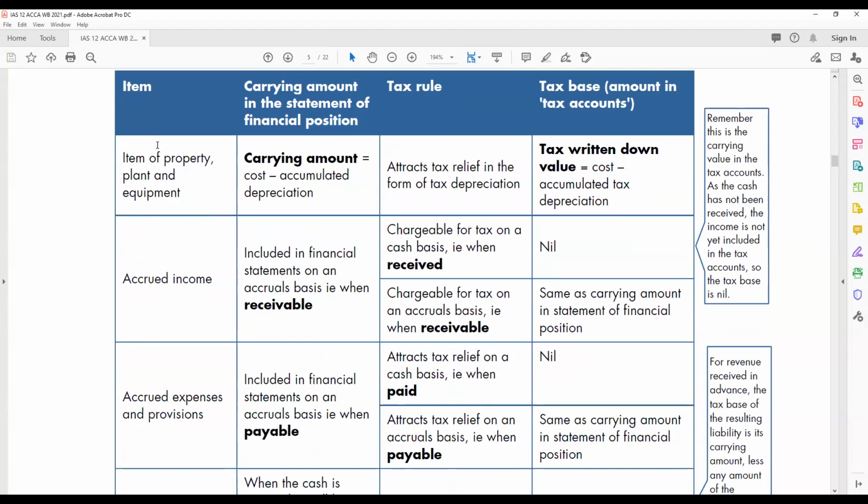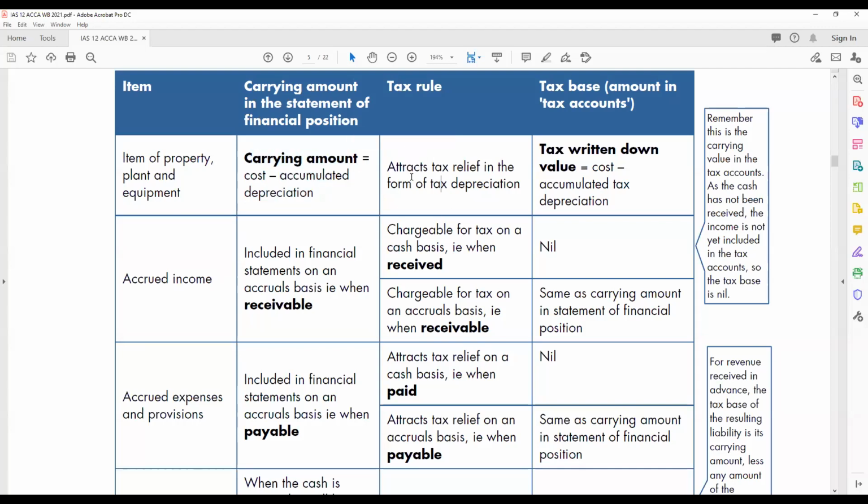Here are the items. First, the item of property, plant and equipment, and accounting treatments. Carrying amount in the statement of financial position, in the balance sheet. So calculation of carrying amount: how do we calculate carrying amount for property, plant and equipment? Cost minus accumulated depreciation. Then we will get carrying amount.